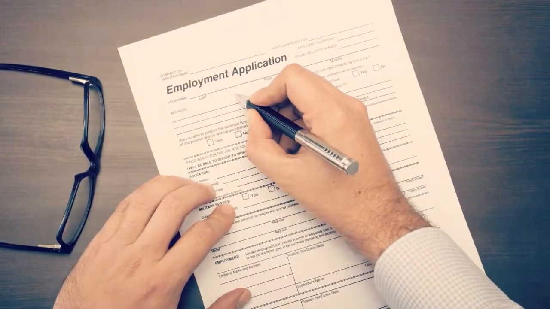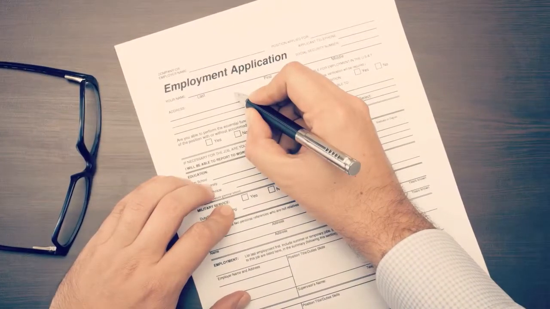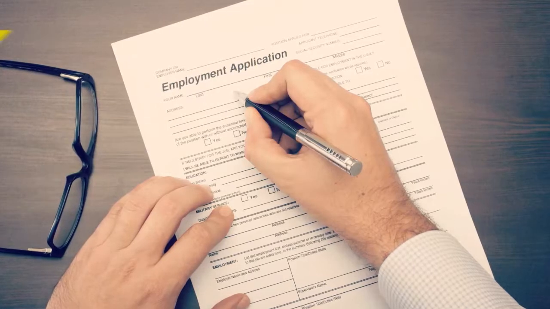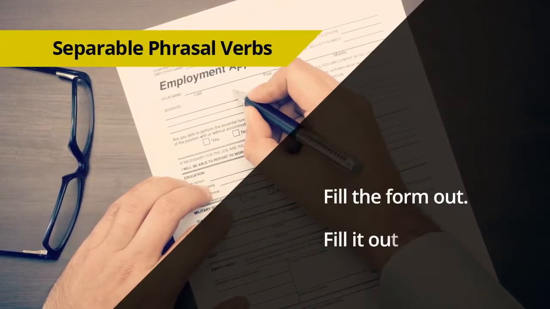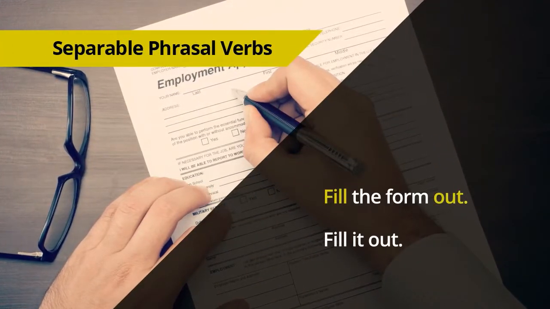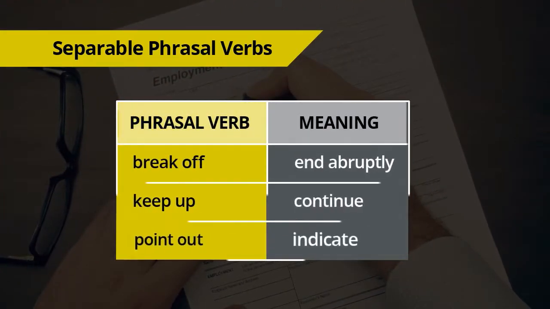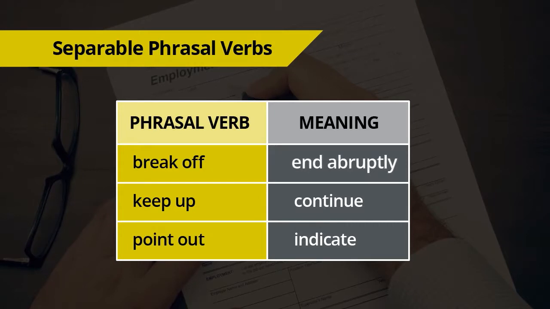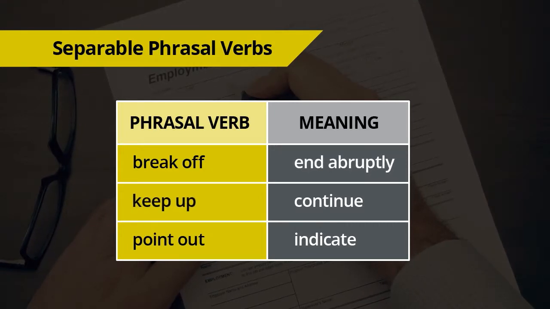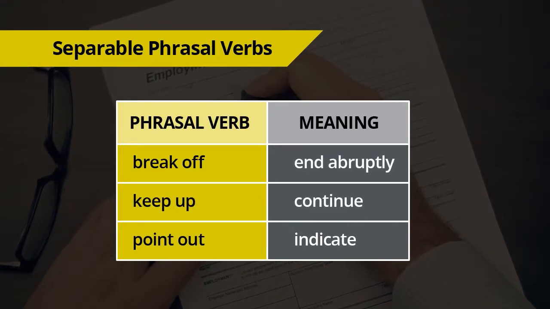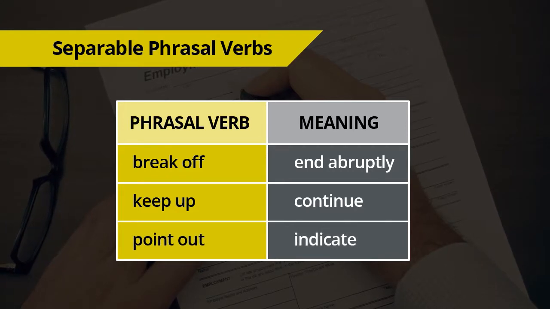If a phrasal verb is separable, the verb can be separated from the preposition by a noun or pronoun. For example, we can say, fill the form out or fill it out. Here are some common separable phrasal verbs. Break off, end abruptly. Keep up, continue. Point out, indicate.